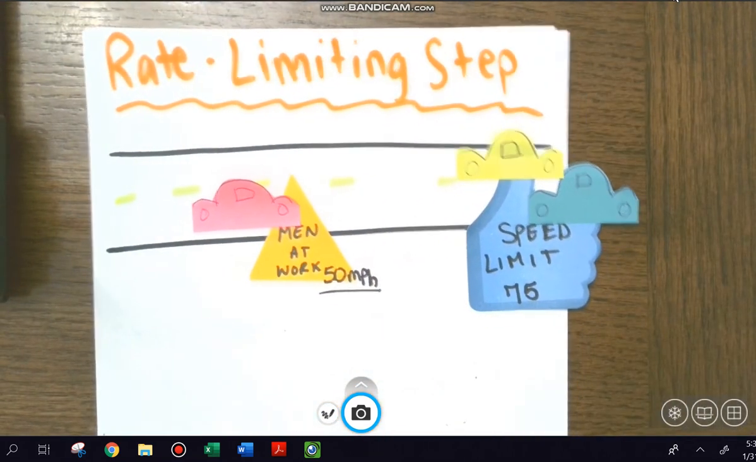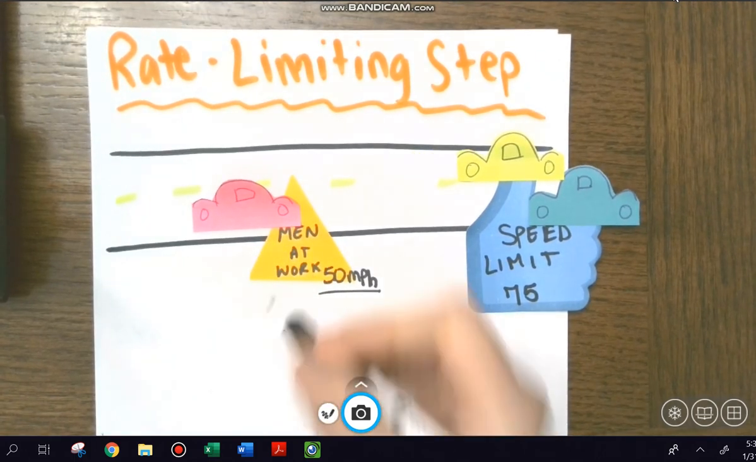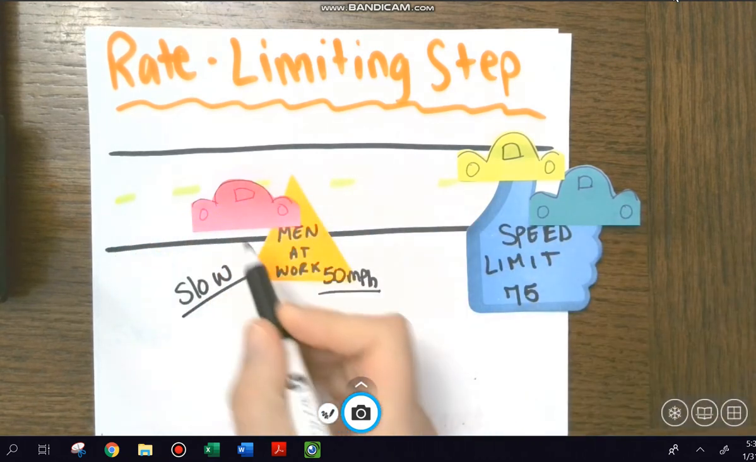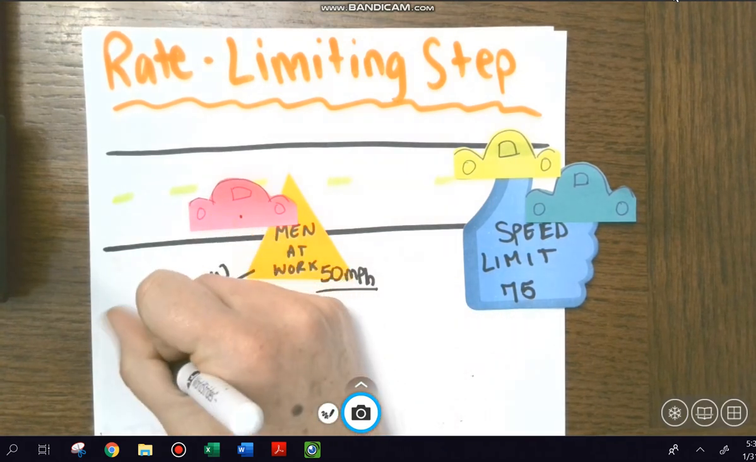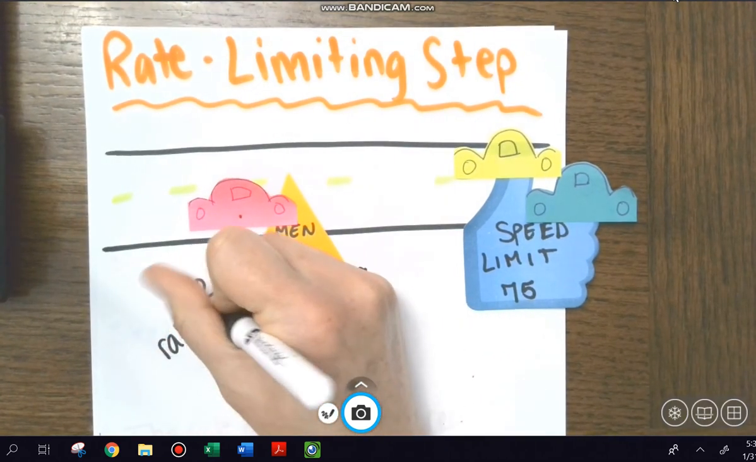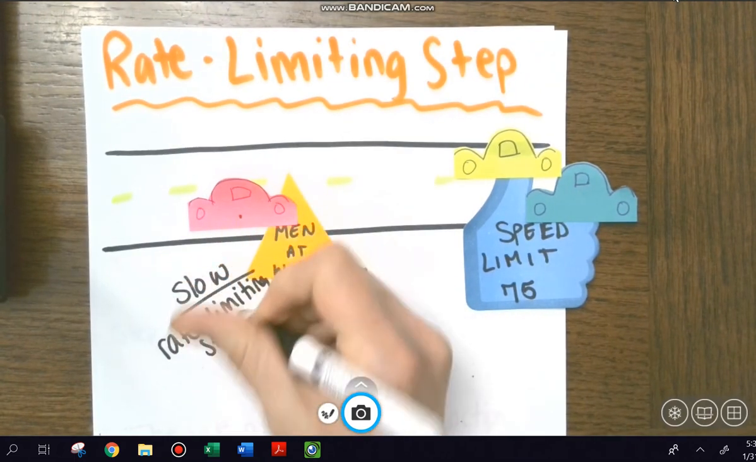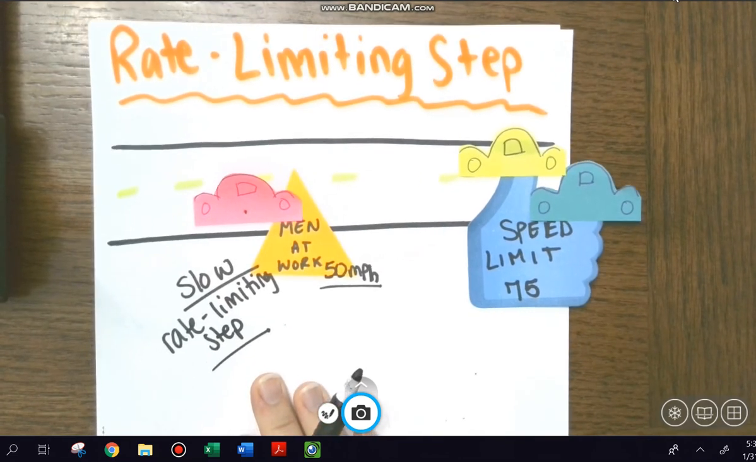So what we are calling this right here, this slow step, is where everything slows down. No matter what it is, it's slowing down. This is called a rate limiting step. This is what is going to actually limit the rate of our reaction.